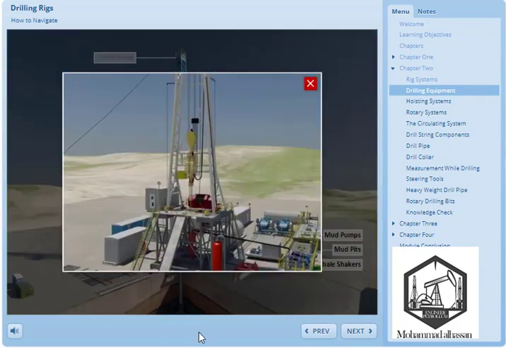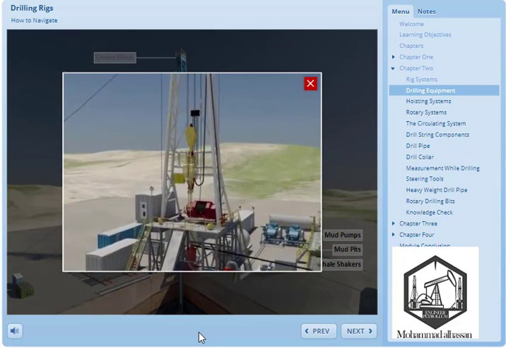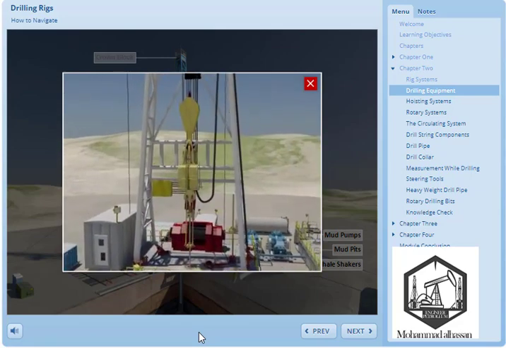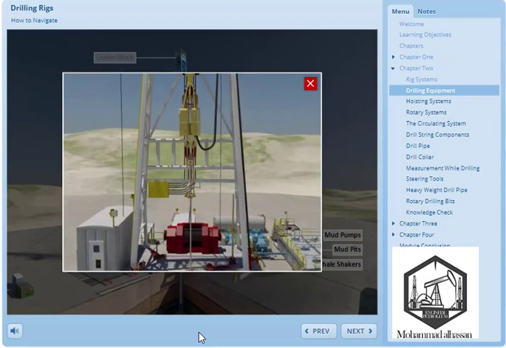Travelling block. Working in unison with the crown block, the travelling block also has the drilling line threaded through it, and together they give the rig its tremendous lifting power.